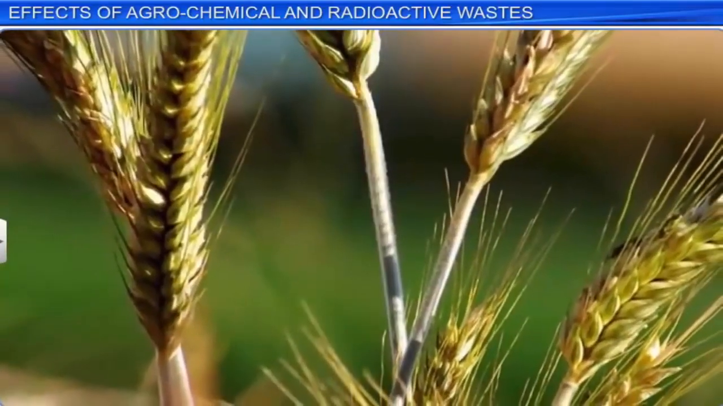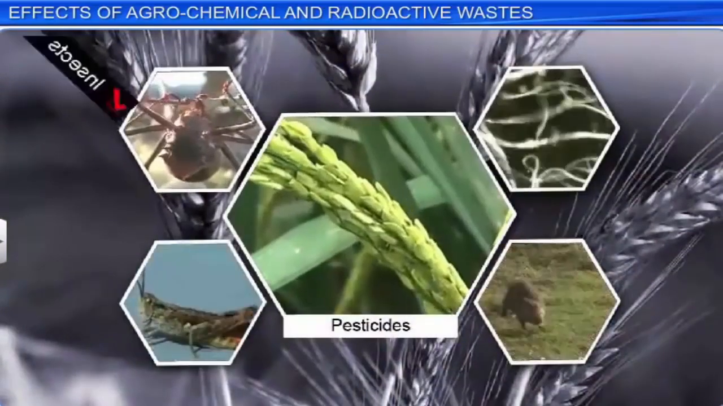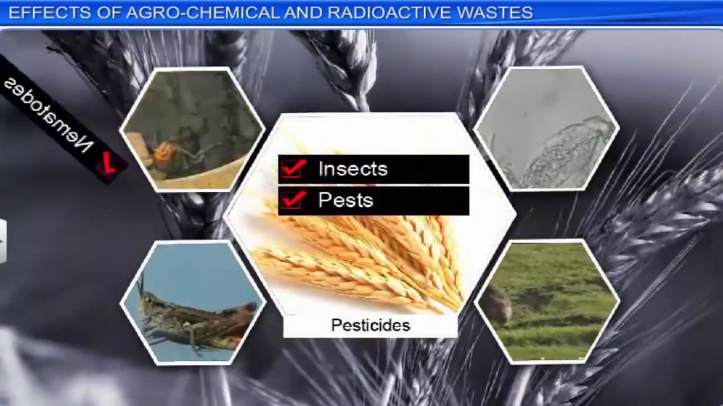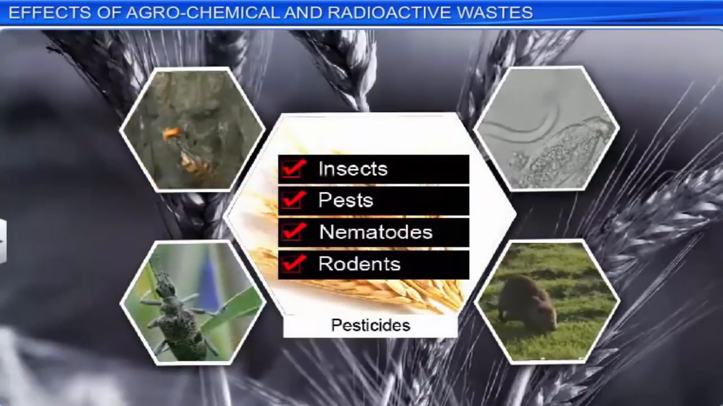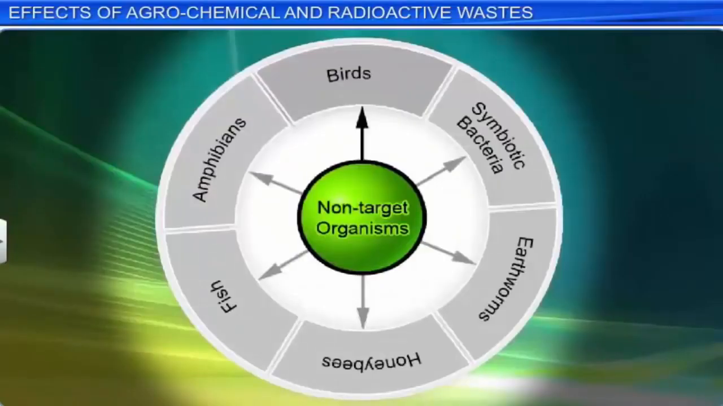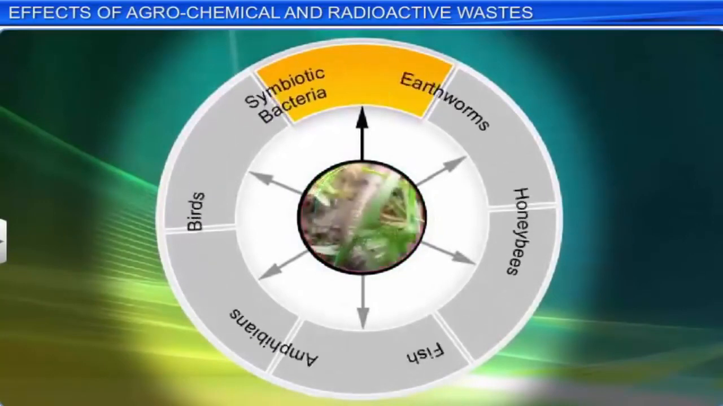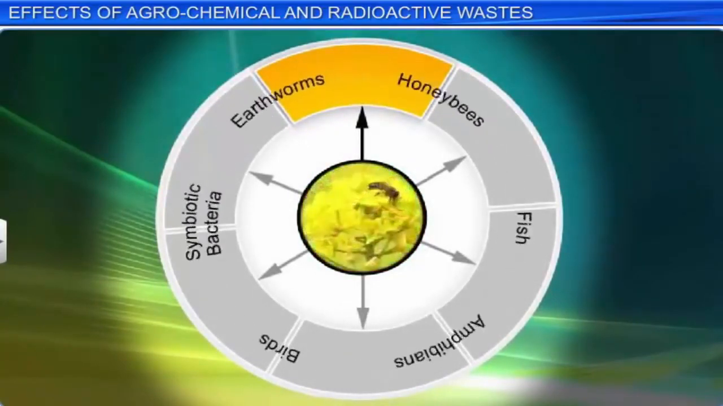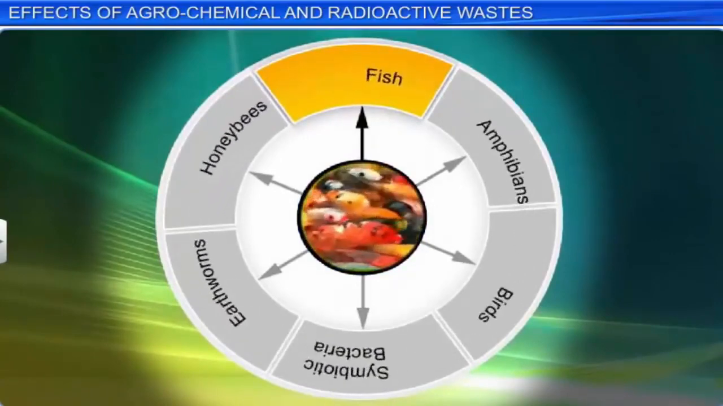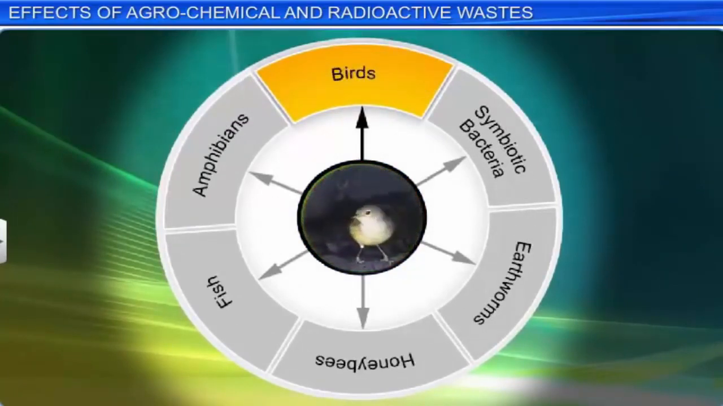Apart from fertilizers, farmers were also encouraged to use pesticides to kill insect pests, nematodes, and rodents, which damage crops. However, these pesticides also harmed non-target organisms such as symbiotic bacteria, earthworms, honeybees, fish, amphibians, and birds, which form a part of the soil and water ecosystem.